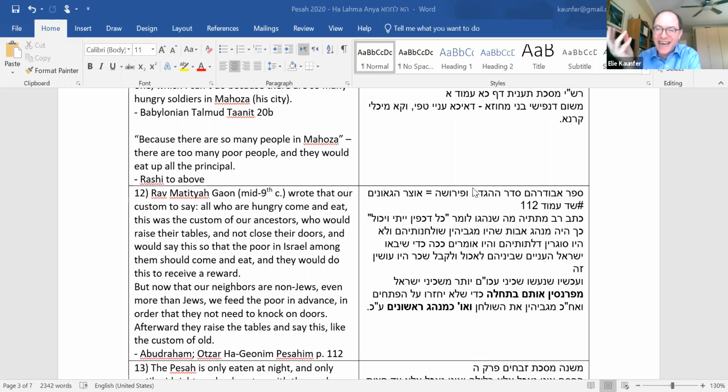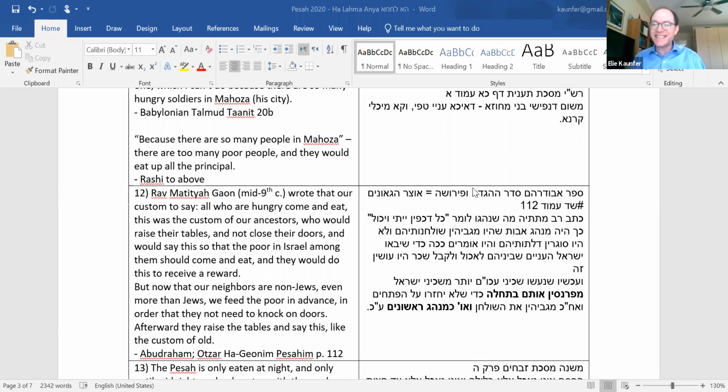Now, after that's been done, after we distributed the food, then we lift up and say, whoever is hungry, come and eat, knowing that we've already fed them. And so why do we say this nowadays? Meaning we already fed them. So why am I saying all who are hungry, come and eat? We say it because it's what we used to say.